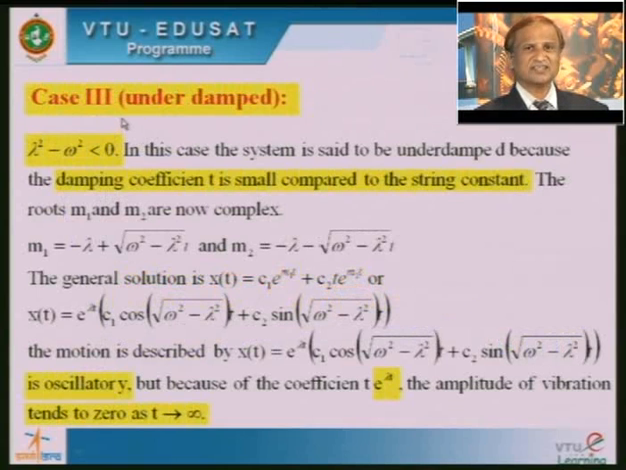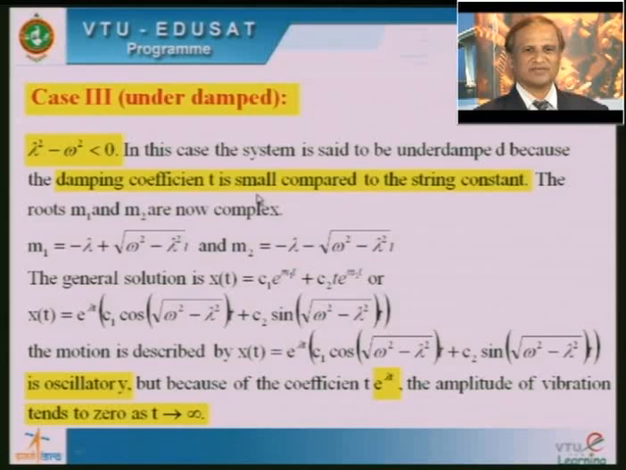Friends, in exactly the similar way, we can define one more form, namely underdamped. As usual we want to find the lambda square minus omega square value. Suppose it is less than 0. Is it clear? In this case, the system is said to be underdamped because the damping coefficient is small compared to the spring constant. Is it clear?